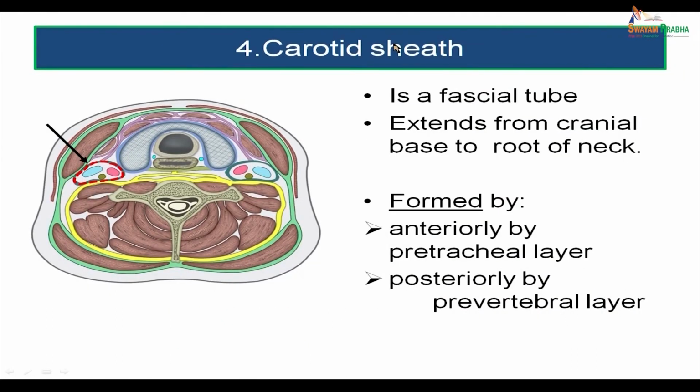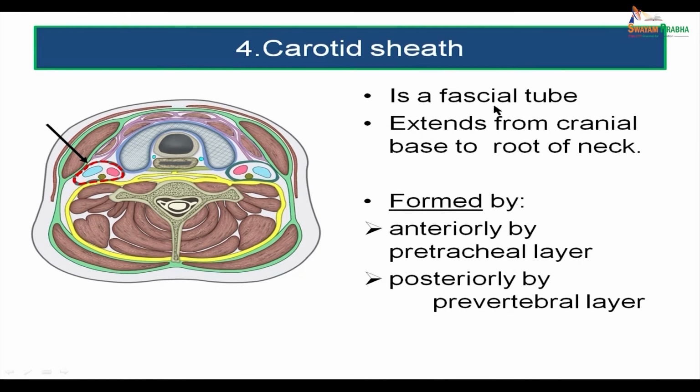Now the fourth layer, which is called the carotid sheath. So, where is the carotid sheath in this transverse section? This is the carotid sheath. It encloses the important artery, that is the carotid artery, the important vein, that is the internal jugular vein, and one nerve called the vagus nerve. So, this structure is the carotid sheath.